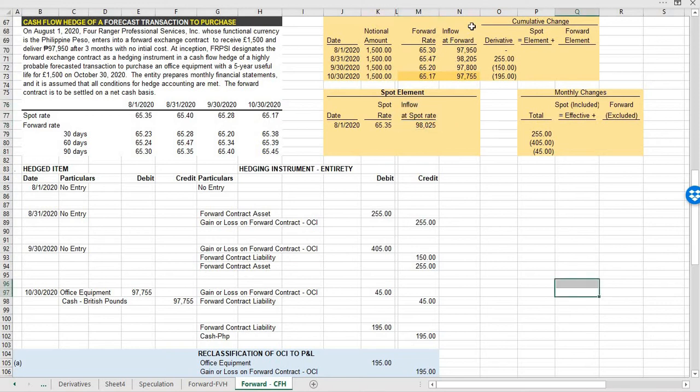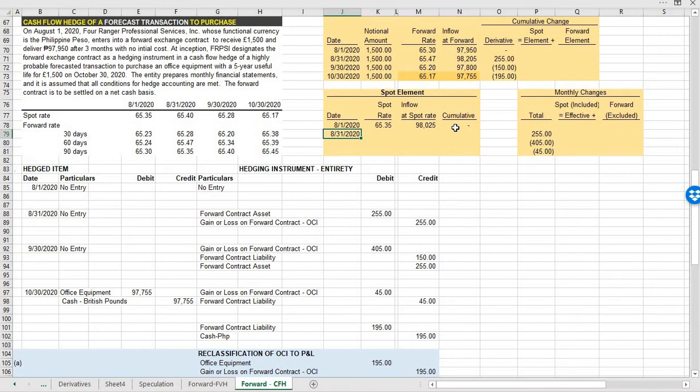Kung titingnan nyo dito sa taas, ang ginawa natin, inflow siya pero based on forward rate. And this time, since spot element ang kinukompute natin, so yung inflow naman natin dito ay naka-base naman sa spot rate. So, 98,025. So, again, ang kinukompute natin is change in the spot rate. So, meron na ba tayong cumulative change? Since ito ay date of inception pa lang at wala pa talagang change, so 0 pa ito. So, ngayon, let us proceed to the next date, August 31.